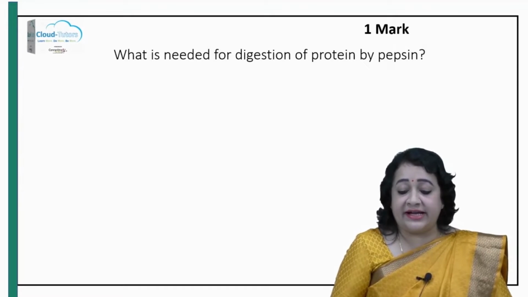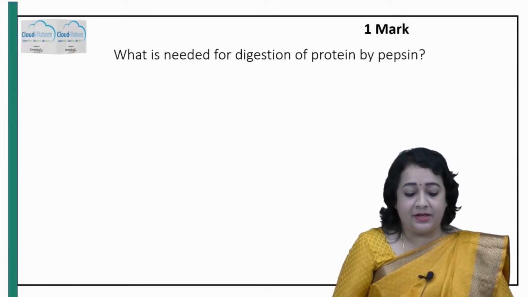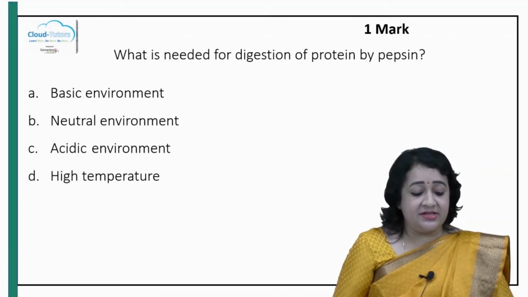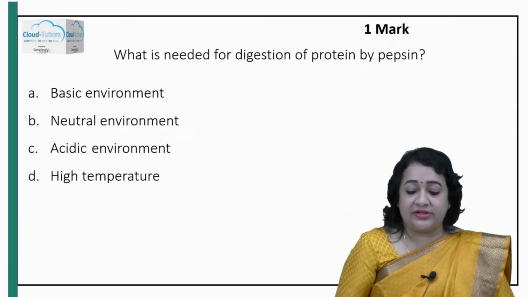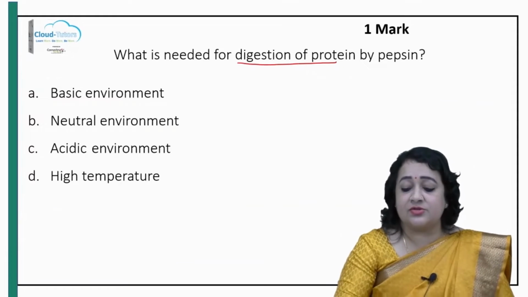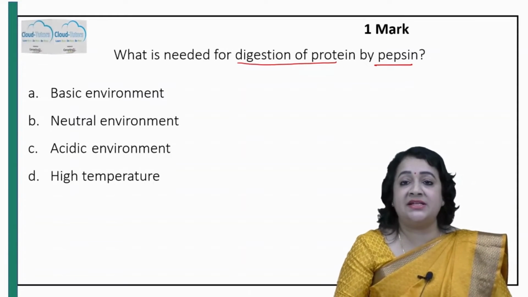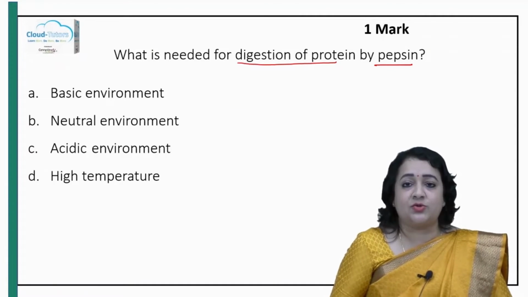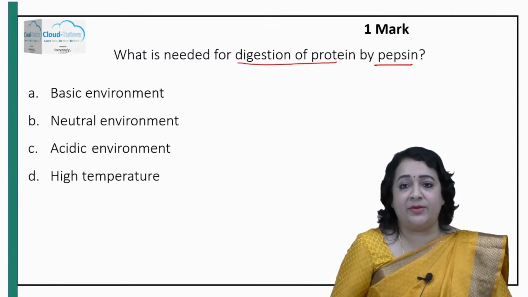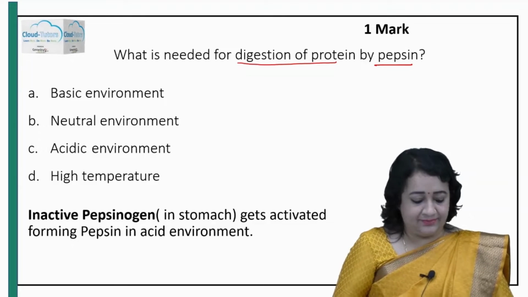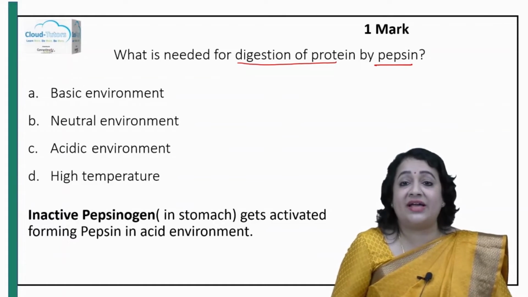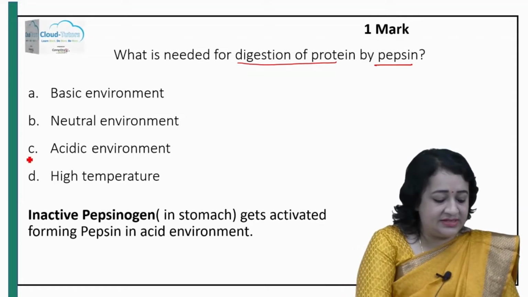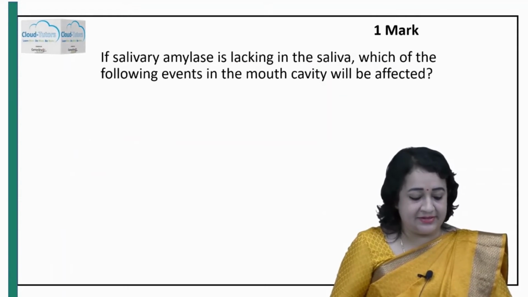What is needed for digestion of protein by pepsin? Options: basic environment, neutral environment, acidic environment, high temperature. So digestion of protein by pepsin happens in the stomach. In the stomach, we have acidic environment because of the hydrochloric acid. So inactive pepsinogen will be activated into pepsin in the presence of acidic environment. So acidic environment is the answer.